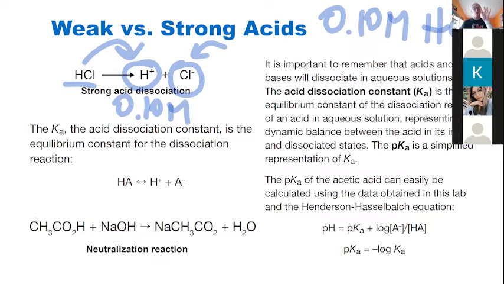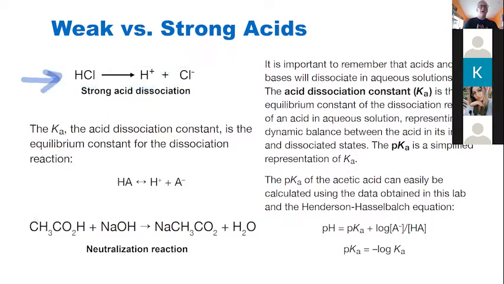With a weak acid, only a small amount of it dissociates, sometimes less than 1% of it. And so you'll notice that with this reaction here, a strong acid dissociation, the arrow just goes in one direction because that reaction is not in an equilibrium state. It does not go in both directions. H+ and Cl- do not reassociate back into HCl. So it's a one-way street. That arrow points only in one direction.